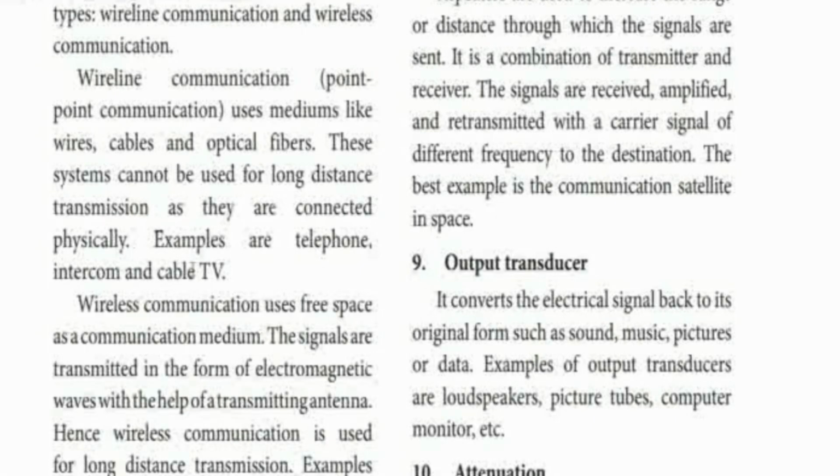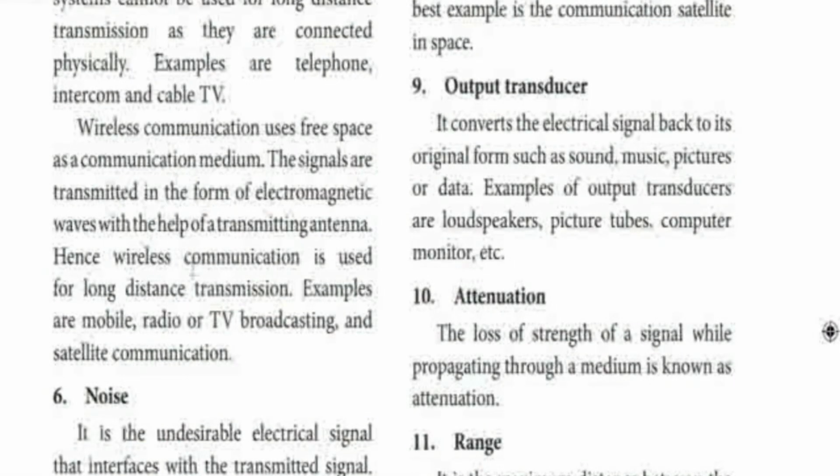Wireless communication is used to transmit the signal over a very long distance. Examples for wireline communication are telephone, intercom, and cable TV. Wireless communication is used for transmitting the signal over a long distance. Examples for that are TV, mobile, radio, TV broadcasting, and satellite communication. These are the examples of long distance transmission, or wireless communication.